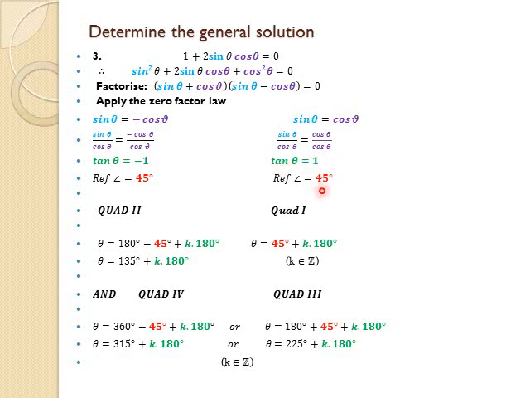But because tan is positive, now I work in quadrant 1 and quadrant 3. So quadrant 1 is simply my reference angle plus k times 180. K is an element of integers for both of them. Quadrant 3, 180 plus 45. Right, and that gives me 225 plus k180. K is an element of integers for both of them.